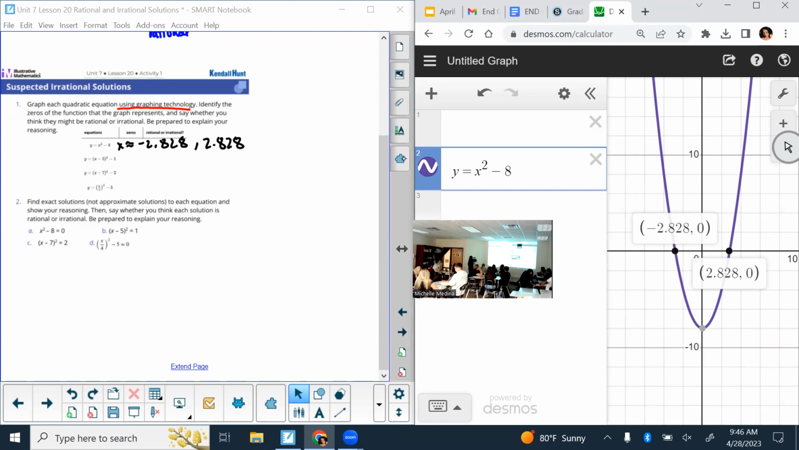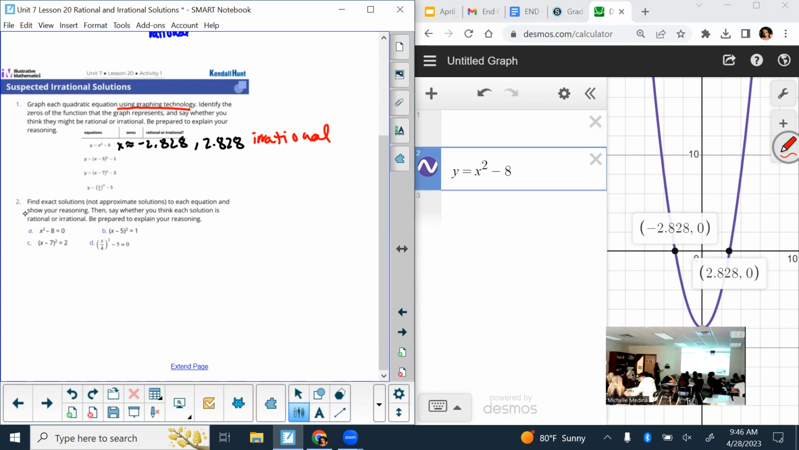If you see something that looks like this, are my answers rational or irrational? They are irrational, because the graphing calculator will round it, just like how it rounded it at some point. But these are actually decimals that go on forever without repeating.